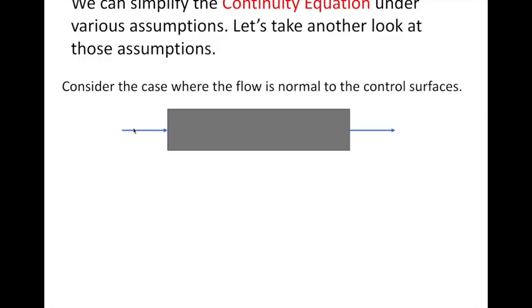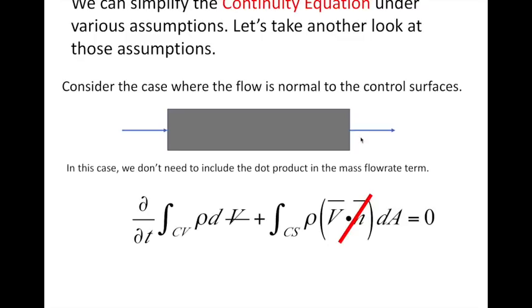But the point is that the flow is coming in perpendicular to these control surfaces on both sides. So if we look at our equation, what that does for us is the dot product that we had within our control surface now goes away. We don't have to worry about that dot product anymore because v dotted with a normal vector that is perpendicular is just equal to the velocity itself.